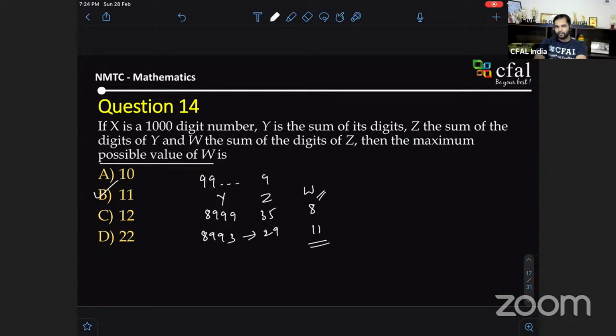Sir, what are the multiplications you did to get that 8993? Let's see. First we had 9000, all 9s, right? We reduced one number to 8, correct, to get 8999. Okay. So that number which you reduced to 8, I'll reduce it to what? 2? Will I get this sum?